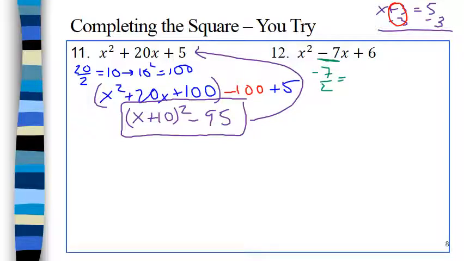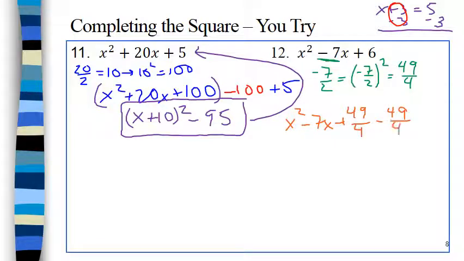And for this particular one, I'm going to go ahead and just square it as a fraction, so that way I don't have to worry about decimals. So I end up with 49 over 4. So I know I want my trinomial to read as x squared minus 7x plus 49 over 4. But if I add 49 over 4, I also need to subtract 49 over 4. So that way I'm not really changing the value of the function.